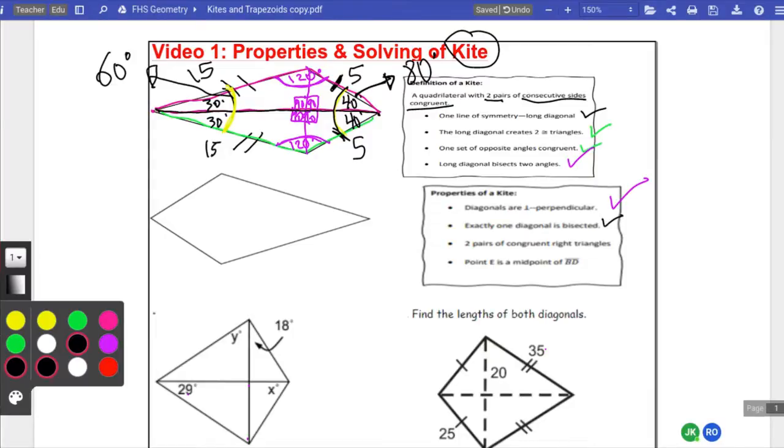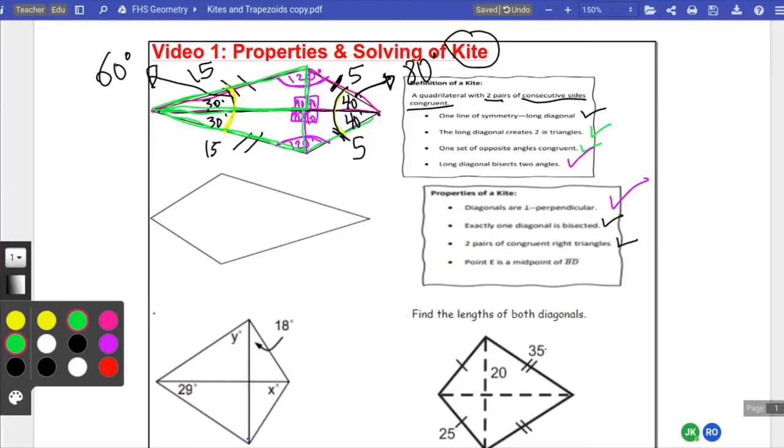Check. Two pairs of congruent right triangles, meaning the following. You have a triangle right here. This green triangle will be congruent to this other one right here.